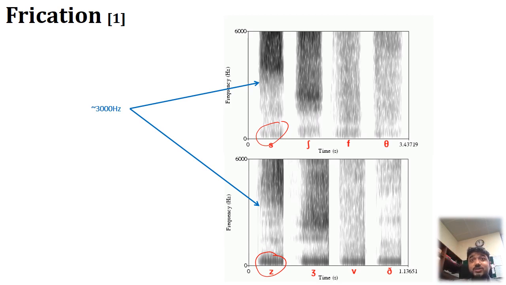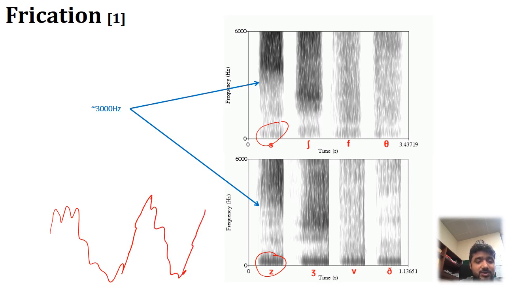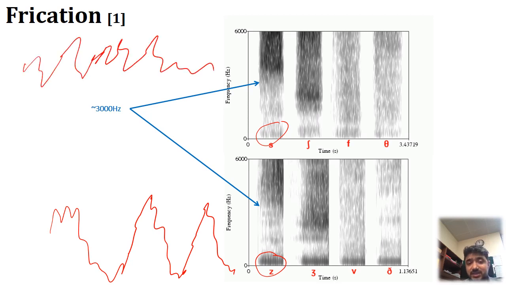Voicing usually has very periodic time domain plots, whereas noise does not have periodic time domain plots. So what you're going to see here is noisy periodicity for these voicings, like in a za. And here you would just have noise in this case. All right.